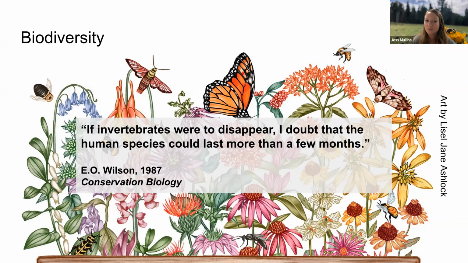And E.O. Wilson, one of the most famous entomologists of all time, perhaps said, if invertebrates were to disappear, I doubt that the human species could last for a few months. And this was in his The Little Things That Rule the World piece written in Conservation Biology in 1987. And at that time, he was already aware and concerned about biodiversity loss. And he went further to say, within a few decades, the world would return to a state of 1 billion years ago, composed primarily of bacteria, algae, and a few other very simple multicellular plants. So all of these species without very many traits and a very bland planet that would perhaps rebound. But so this is why biodiversity is so important.